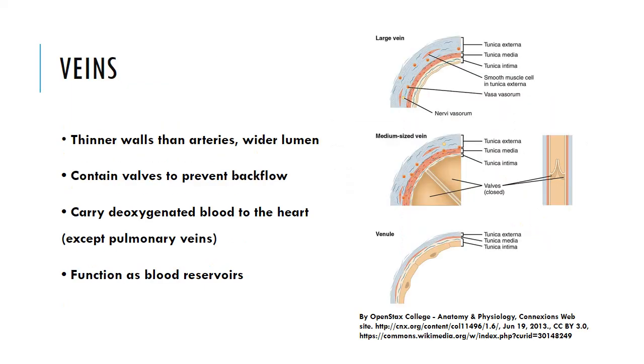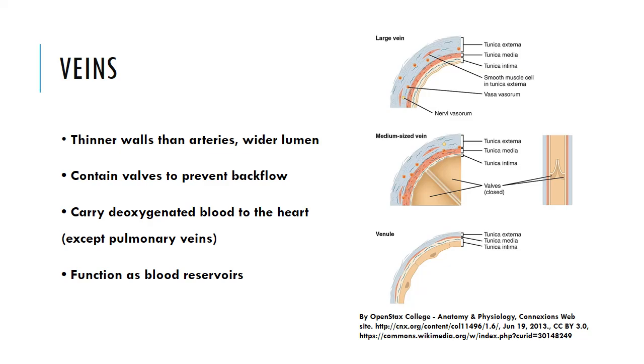Now let's move on to veins. Veins are different from arteries because they work under low pressure. Their walls are thinner and their lumen or inner space is wider to hold more blood. A special feature of veins is that they contain valves. These valves prevent blood from flowing backward and ensure it moves in one direction, back to the heart.